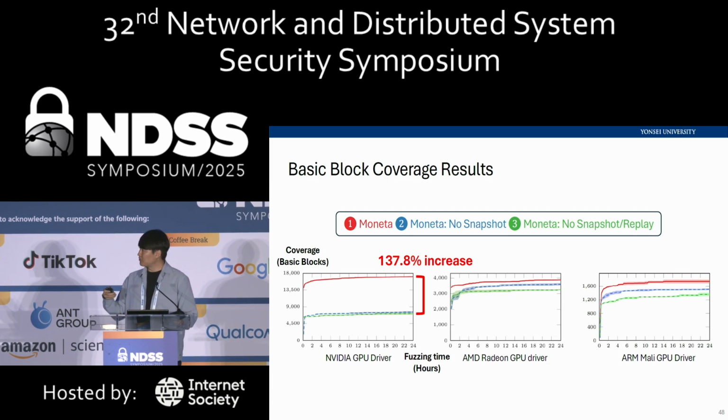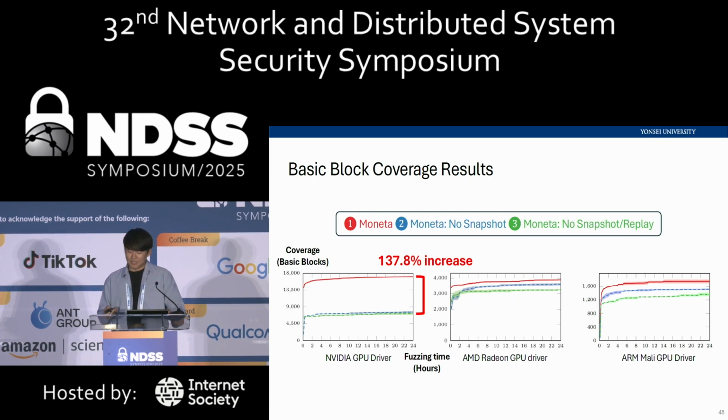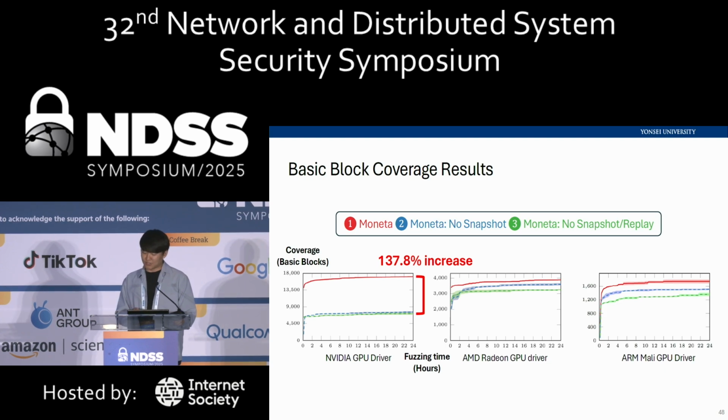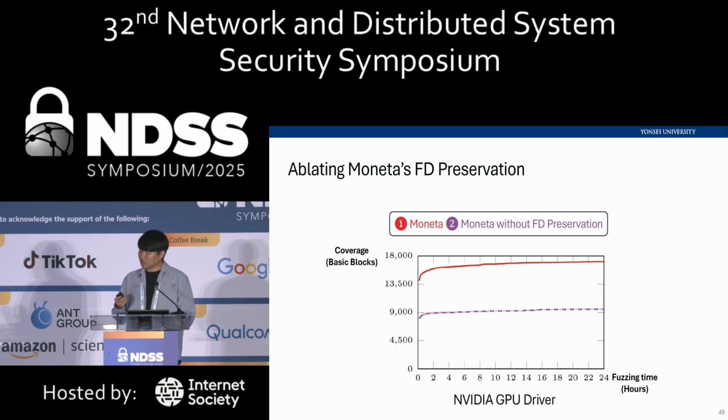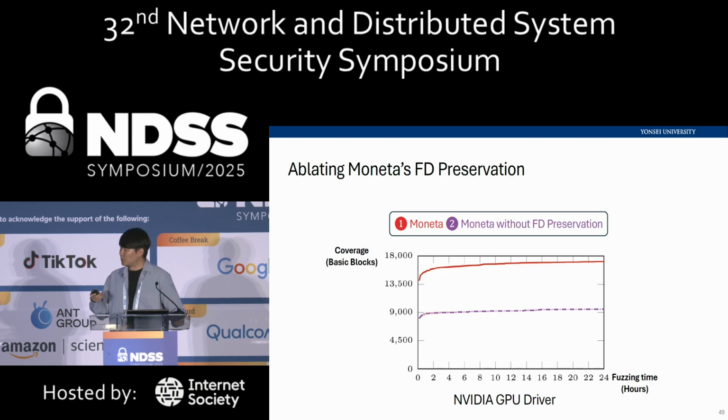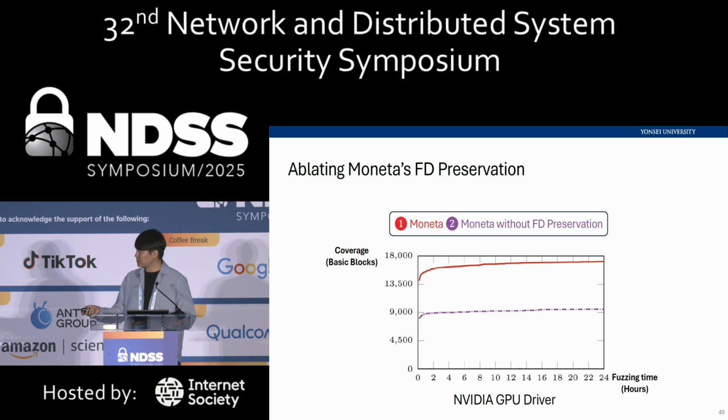So on fuzzing NVIDIA drivers, where Moneta was the most effective, Moneta's coverage increase was about 130% compared to our no snapshot and replay baseline. And in all drivers, the advantage of Moneta is clearly visible. And we also did a few ablation studies, and I'm going to introduce one of them, which we call the no FD config. This configuration has the same snapshot and record and replay capabilities of Moneta, minus the file descriptor preservation I explained before.